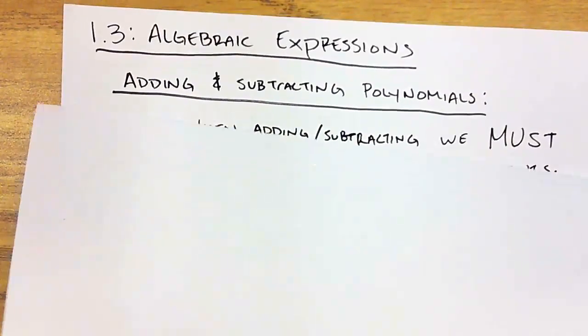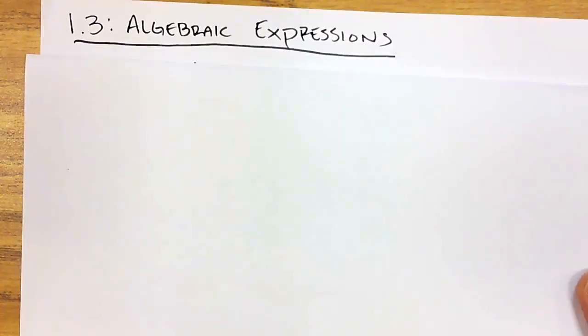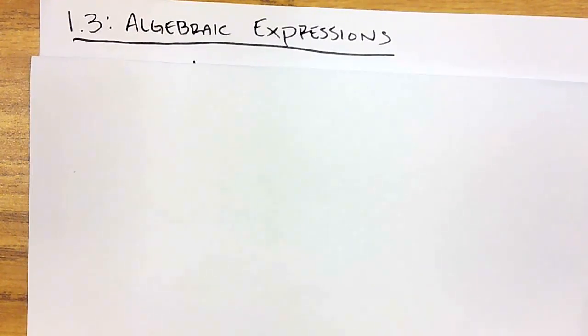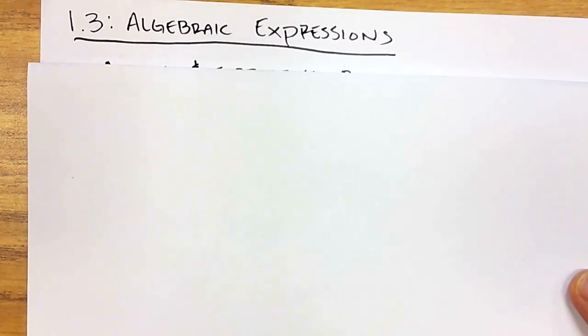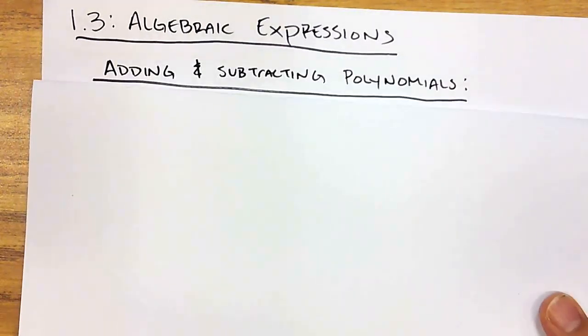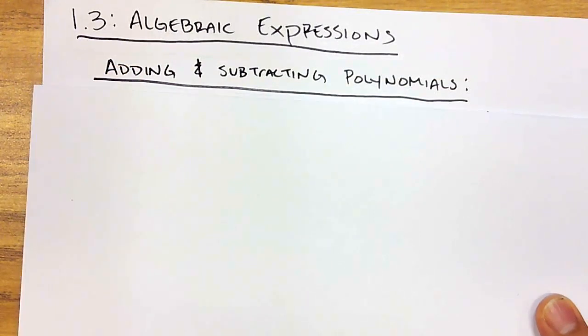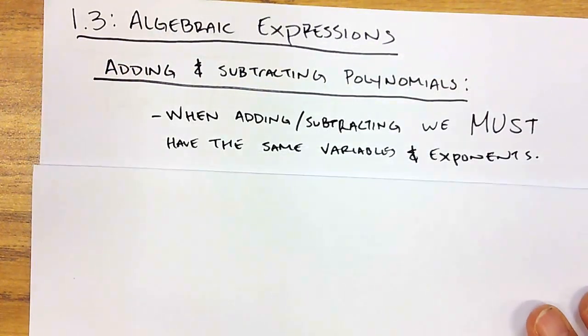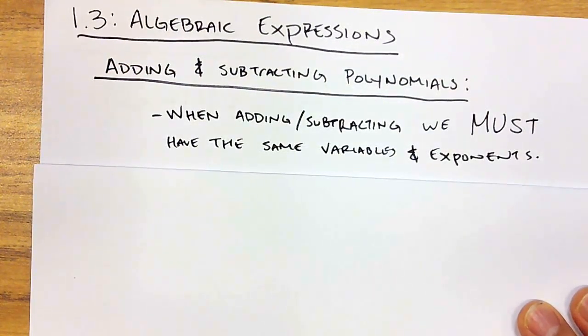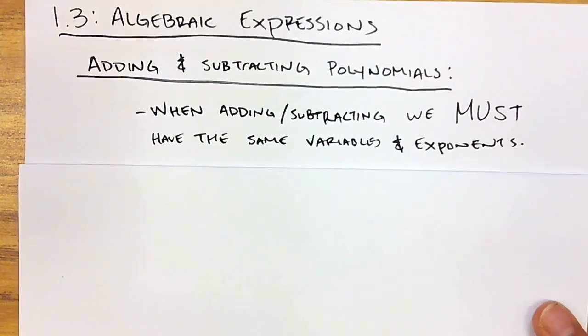All right, this is 1.3 algebraic expressions. We are multiplying, adding, and subtracting them. So first, we're going to start by adding and subtracting polynomials. When adding and subtracting, we must have the same variables and the exponents.